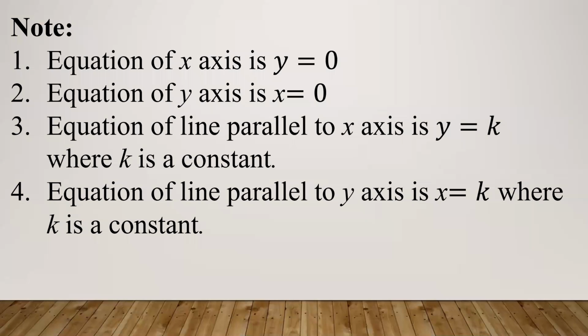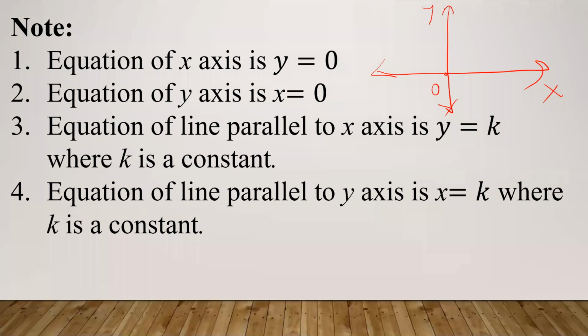Then equation of x-axis. Equation of x-axis is y equal to 0. Equation of y-axis is x equal to 0. And equation of line parallel to x-axis is y equal to k, where k is a constant. Equation of line parallel to y-axis is x equal to k. See here. If I draw here, this is my x-axis, horizontal line. This is my y-axis. And this is the point origin where they meet.